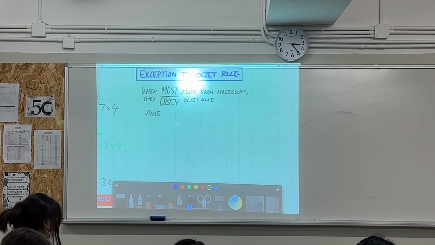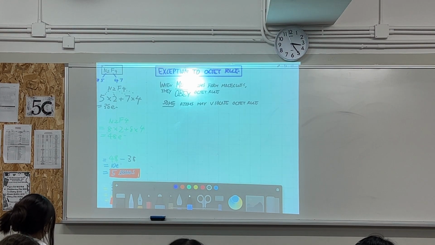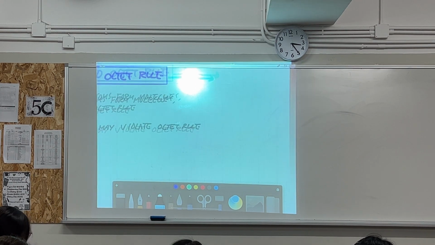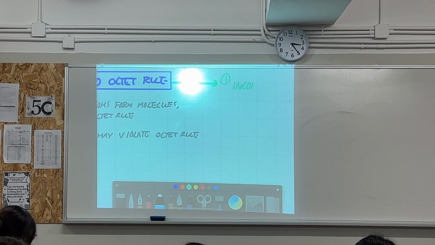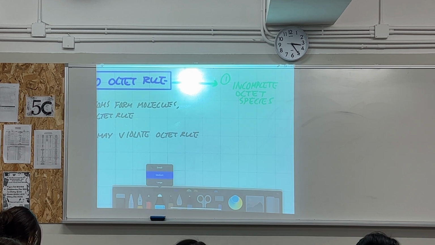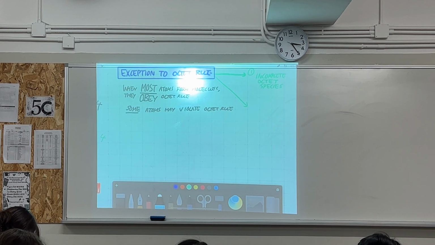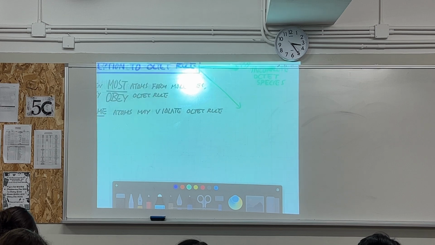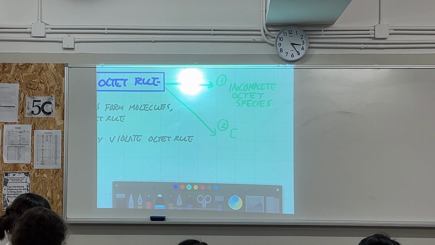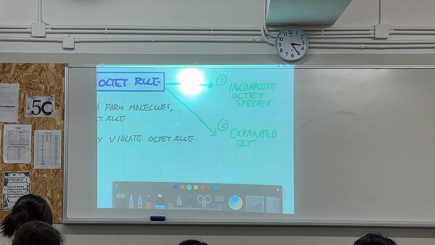Some atoms may violate the octet rule though. And we have two groups of exceptions. Exception group number one, the incomplete octet species. Octet means 8, incomplete means less than 8. That's all it means. There is also something that can have more than 8. If 8 is the norm, then of course there will be something with more than 8, and something with fewer than 8. For those with more than 8 electrons, we call them expanded octet species. So you have incomplete octet and expanded octet species.